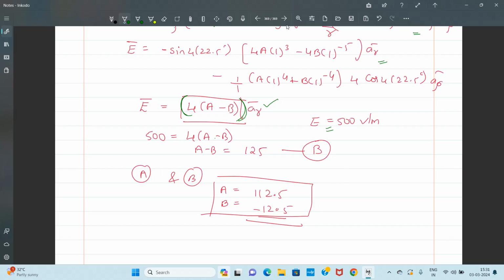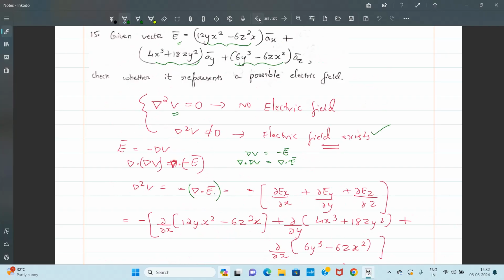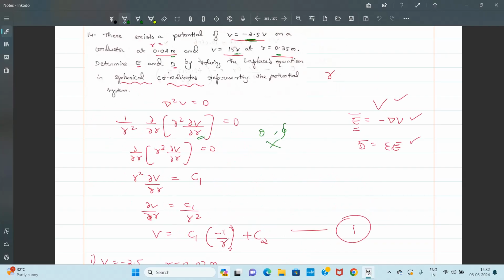Okay. The next problem. So here, this is your initial condition, okay? V equal to minus 2.5 at 0.02 meter and V is 15 at 0.35 meters. You are supposed to find E and D values, and the system is said to be a spherical coordinate system, okay?